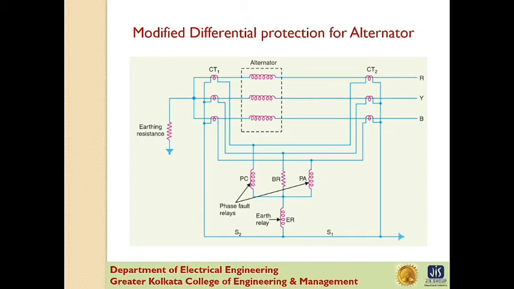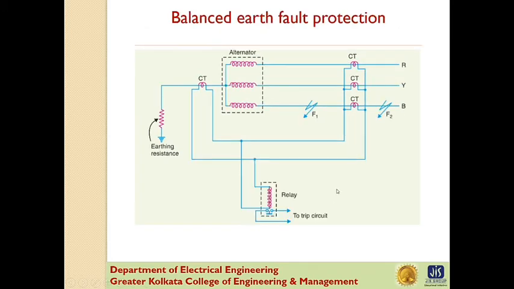If a fault occurs between two phases, the out of balance current will circulate round the two transformer secondaries via any two of the coils PA or PC without passing through the earth relay. Therefore, only the phase relays will operate. Next one is the balanced earth fault protection.